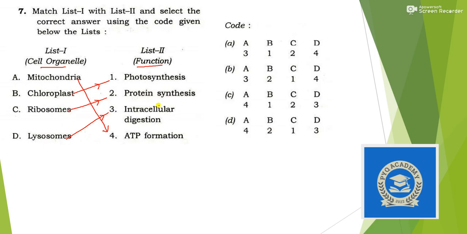So let's match the answer. A4. That means our answer is between these two. Then B1. So our answer is option C. Let's move to next question.